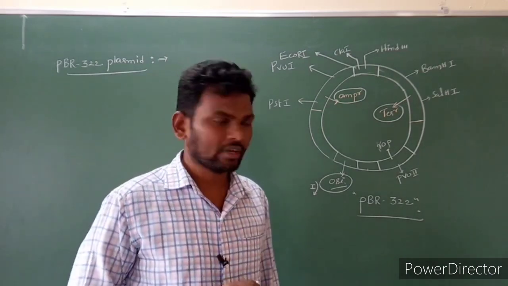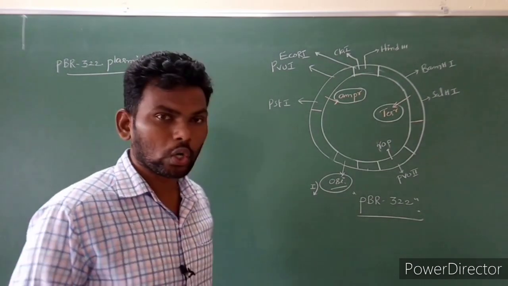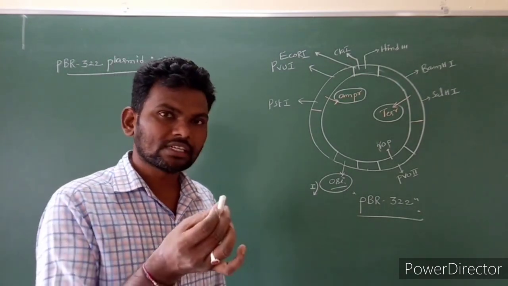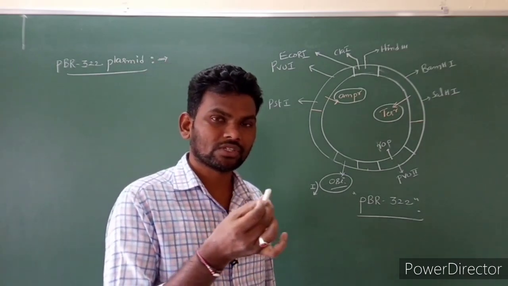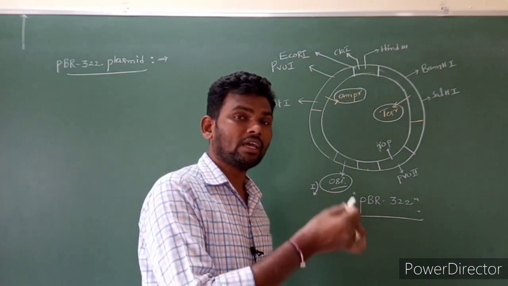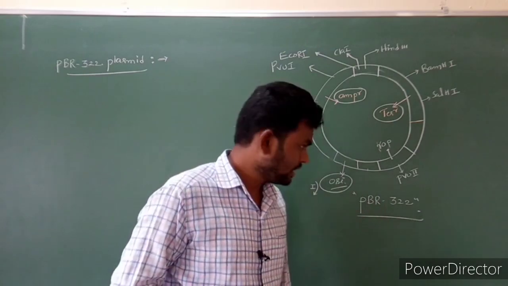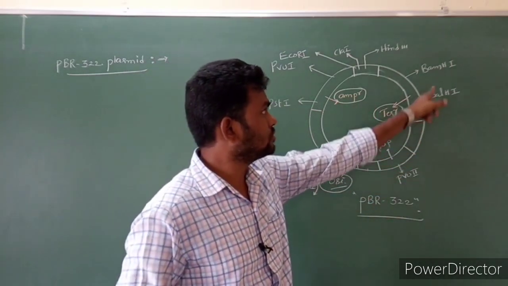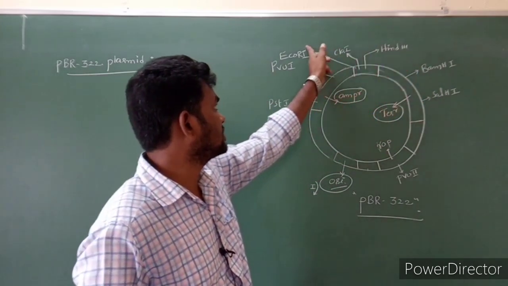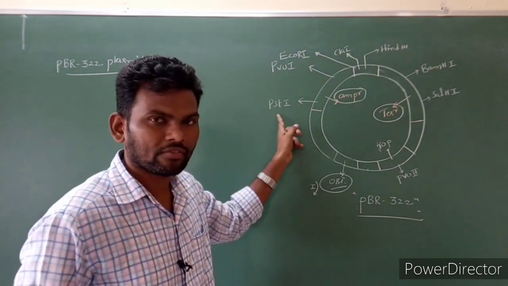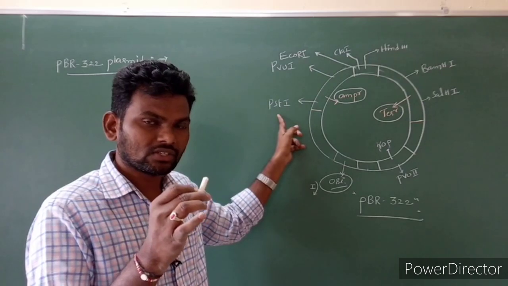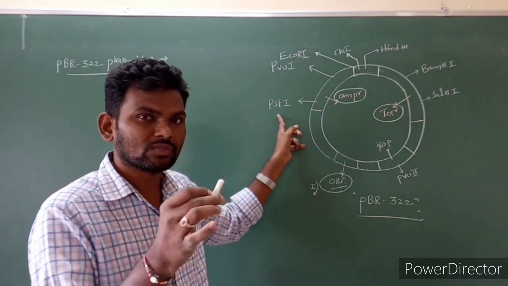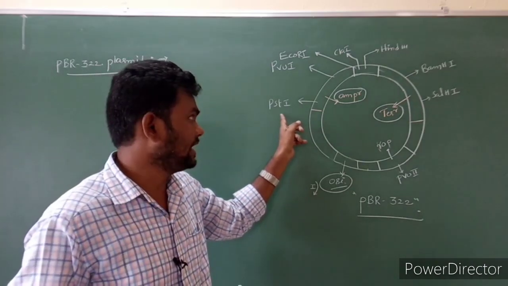Okay, and the third one is what? Cloning sites, special cloning sites. A cloning site is nothing but a recognition site which is recognized by a restriction endonuclease. Here a number of sites are there. Just count: 1, 2, 3, 4, 5, 6, 7, 8. Eight restriction endonuclease enzymes can recognize special sequences. It means eight special sequences are there.